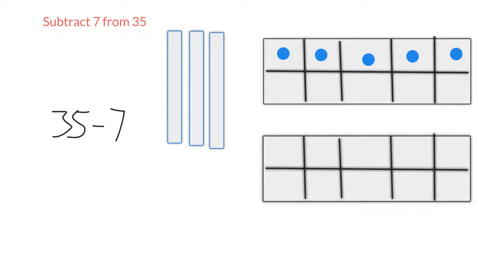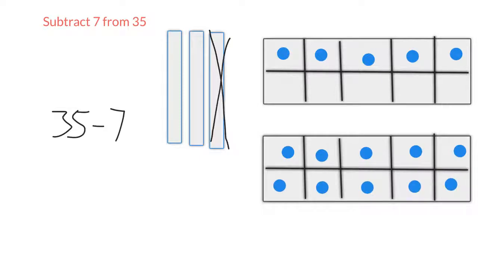So what we're going to do is take a 10 away. We can show that by crossing it out. And then that is going to fill up the bottom's tens frame with 10 ones. So what we have here now is 2 tens and 15 ones. 10 here and 5 up here.